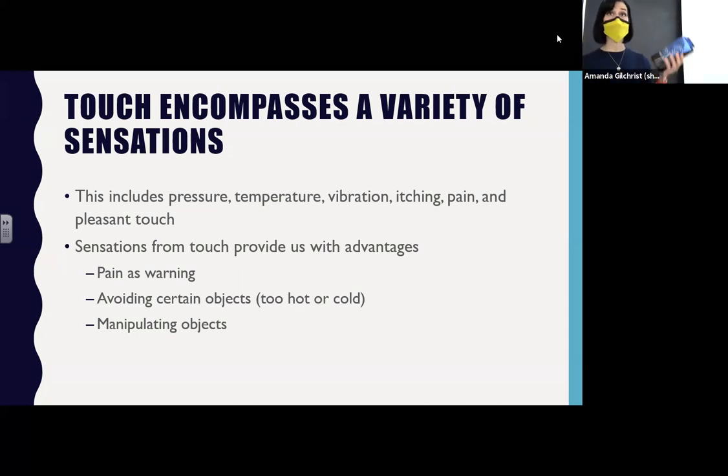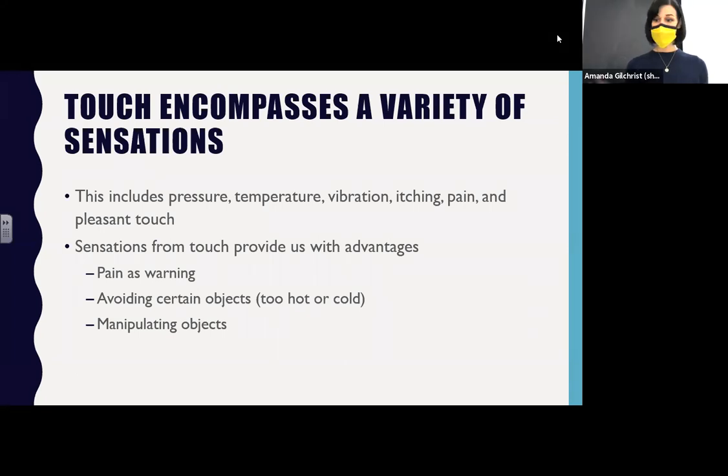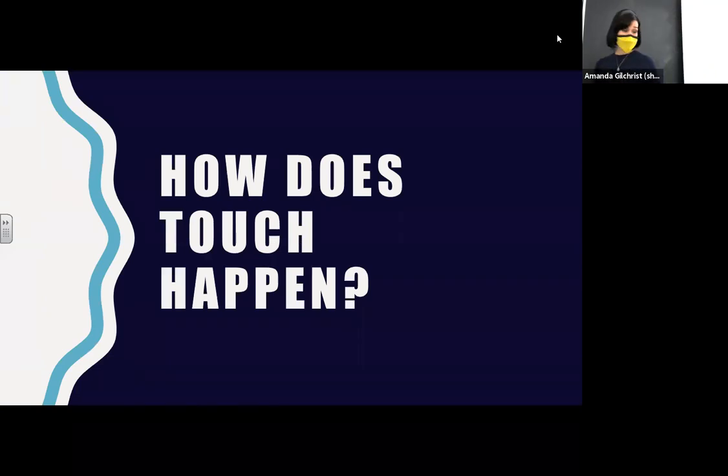And then finally, we use the sensation from touch and the displacement of our skin to help grasp objects, hold them with the appropriate grip, and manipulate them. So touch is really critical for that. Otherwise, you'd be like me, dropping things all the time. So how does touch happen?